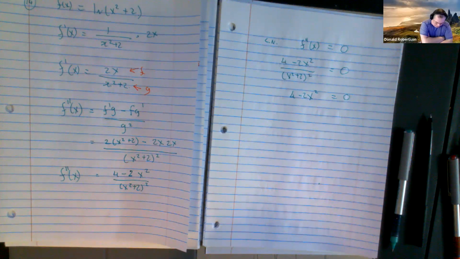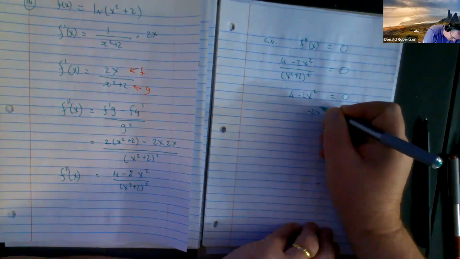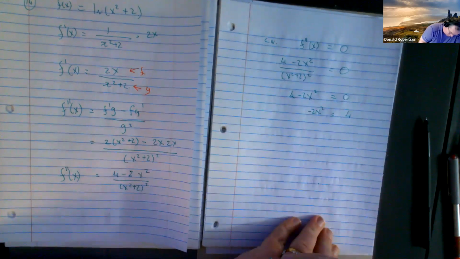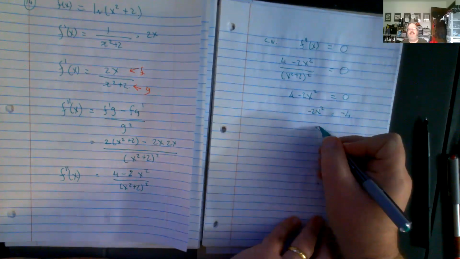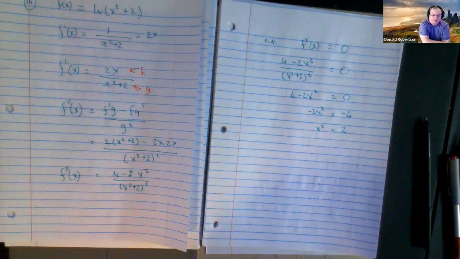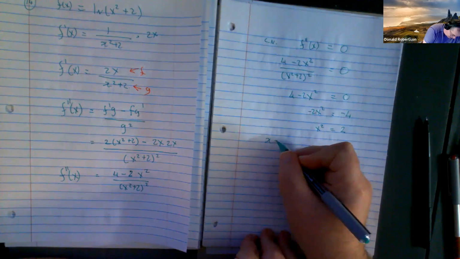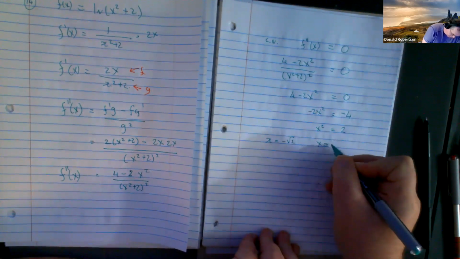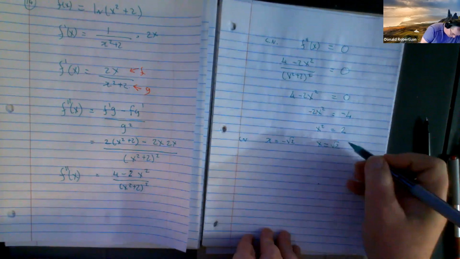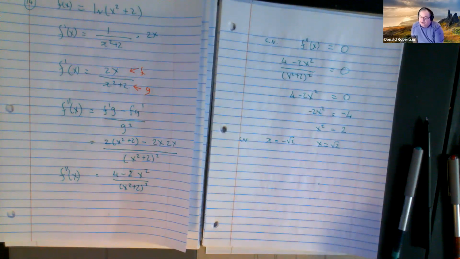What should I do to both sides then to solve this? Subtract 4. Okay, so negative 2x squared is going to equal negative 4. Divide both sides by negative 2. Okay, where do we go now? Square root. Okay, and you're going to get a negative square root of 2 and a positive square root of 2. There's your two critical numbers. Build your table of signs and do all the other stuff and you're finished.